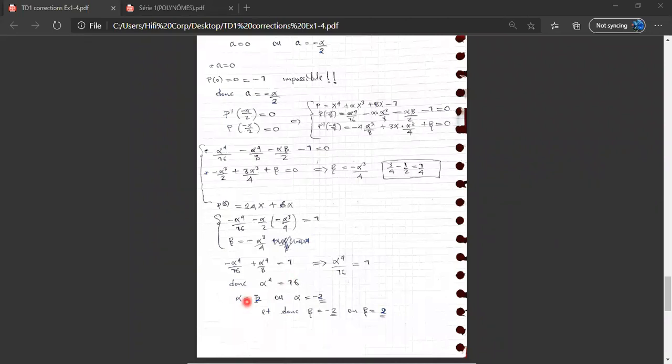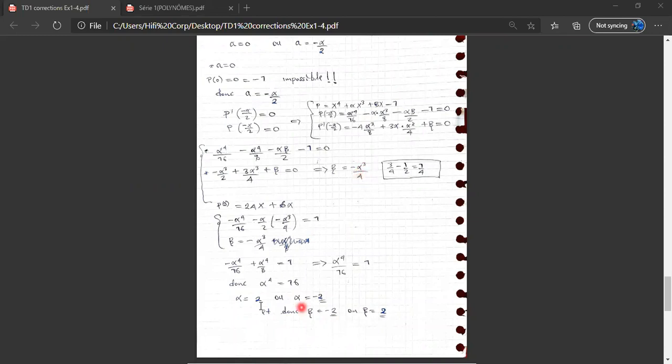So alpha is equal to 2, or alpha is equal to negative 2, and so beta is equal to negative 2. Why? Because beta is equal to negative 2 when alpha is equal to 2. We go to the equation of beta. When we put our 2 here, it becomes negative 8 over 4, which gives us negative 2. When we put our negative 2 here, it becomes 8 over 4, which gives us 2.